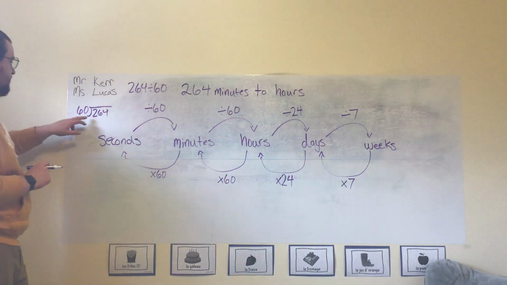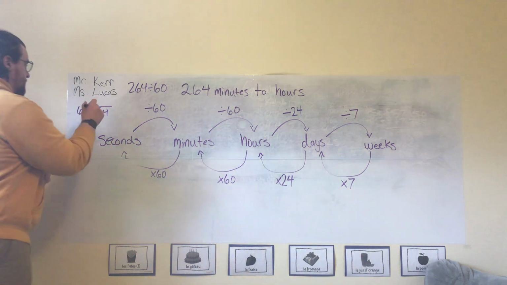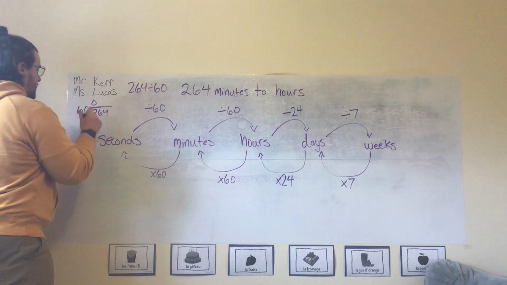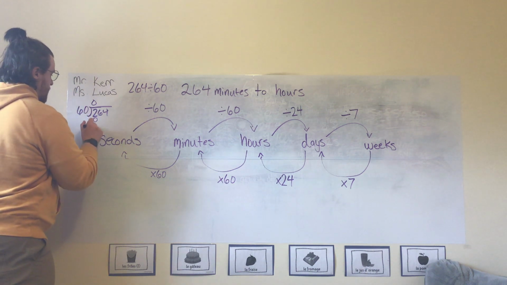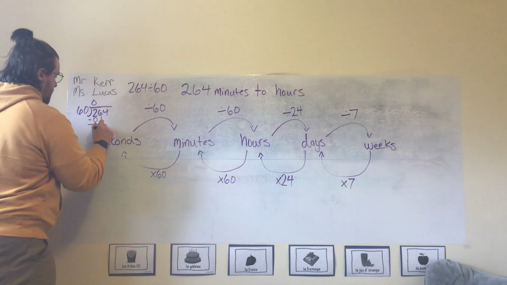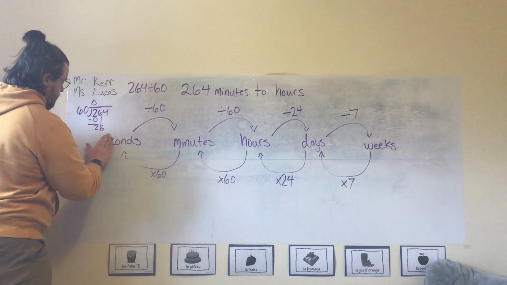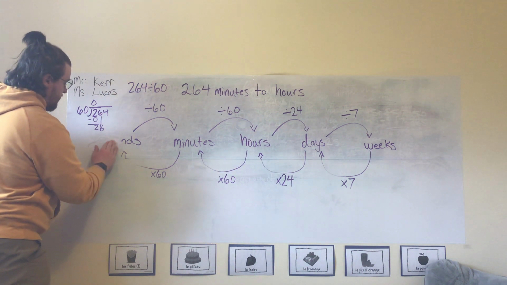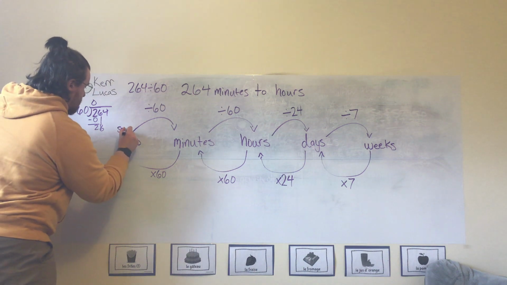So how many times can we put 60 into 2? Obviously the answer is 0. 0 times 60 is 0. 2 minus 0 is 2. Bring down the 6. I'll just preemptively erase part of our seconds here. So let's put that up here.